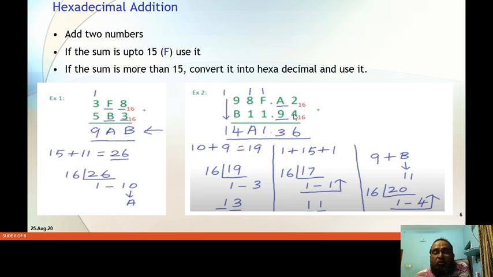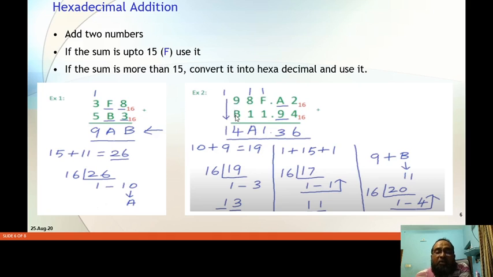Similarly, second case, 2 plus 4, 6. No problem. A plus 9, where A is 10. 10 plus 9, 19. 19 is nothing but 13 in hexadecimal. So write 3, 1 should be added. F is 15, 15 plus 1, 16. 16 gives 1 and 0. Write 0 here. Again the carry goes to the next. So 8 plus 1, 9. 9 plus 1 is A.